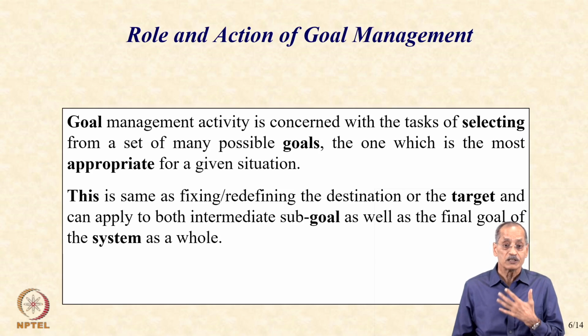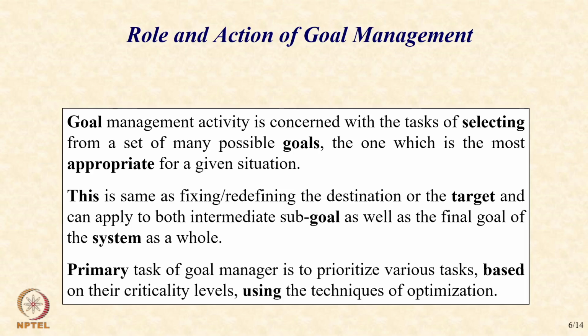So, all these are part of goal management, and you will find that the primary task of a goal manager now is going to be to prioritize various tasks based on their criticality levels and using the techniques of optimization. Now, you will find that all the theory of optimization and the tools which are available are going to be involved in their goal management exercise.